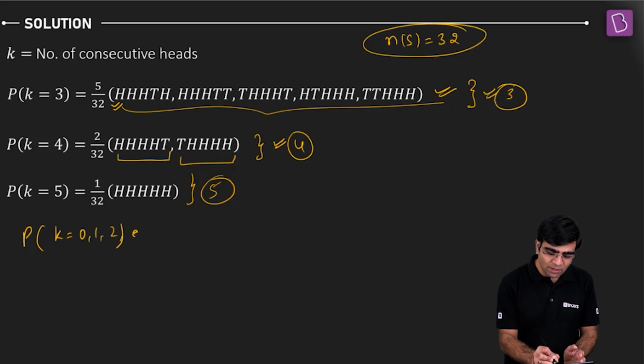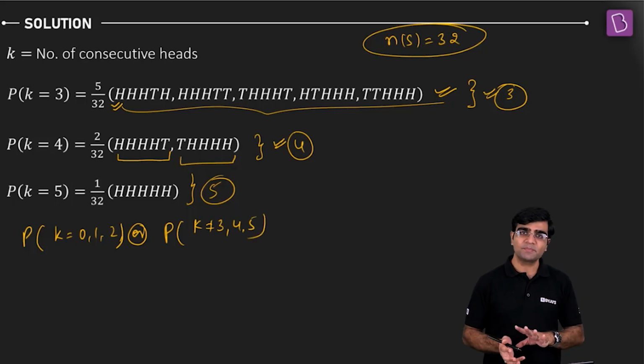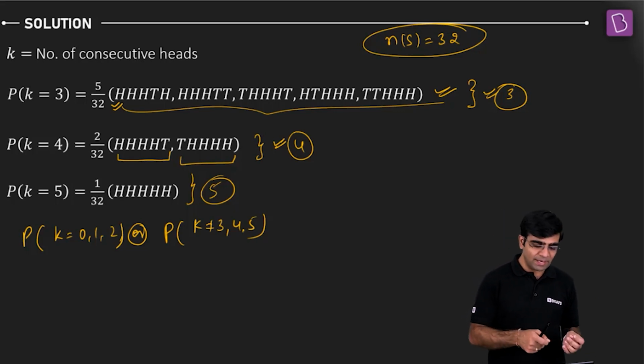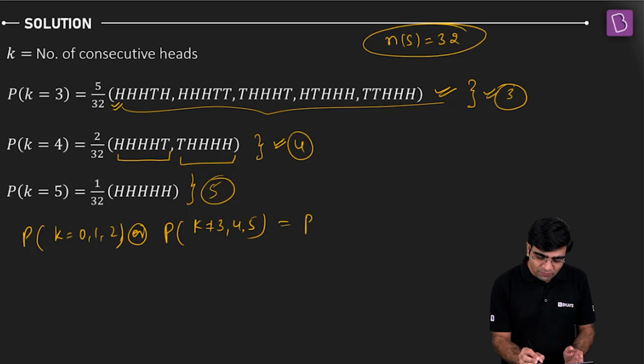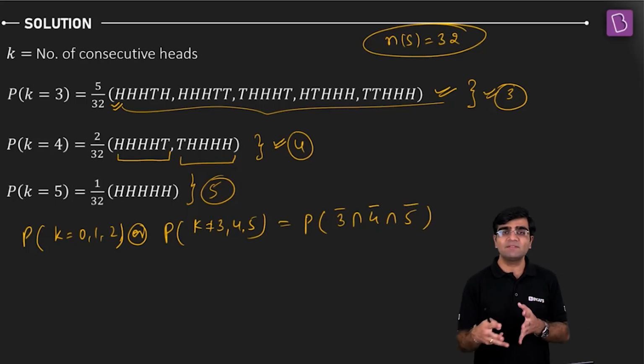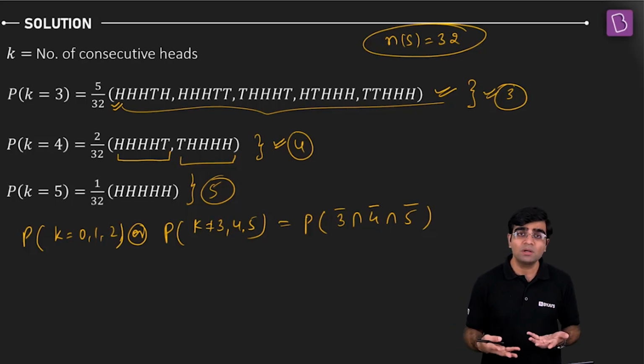You call it this, or you call it that: probability of k not coming 3, 4, 5. Both of them are same, right? So k not equal to 3, not equal to 4, not equal to 5, or k equal to 0, 1 or 2. Both of them are the same thing only. So basically I'm looking for the probability of 3 complement, intersection 4 complement, intersection 5 complement. That is, 3 consecutive heads are not there, 4 consecutive heads are not there, and 5 consecutive heads are not there. This is what I want.